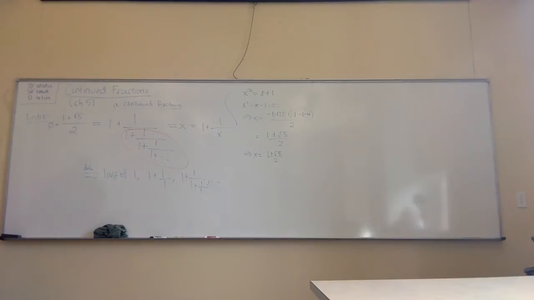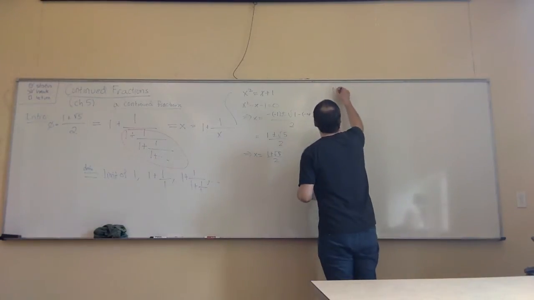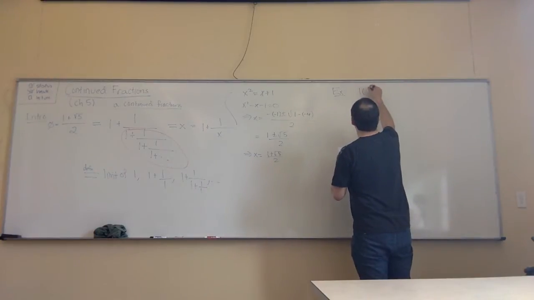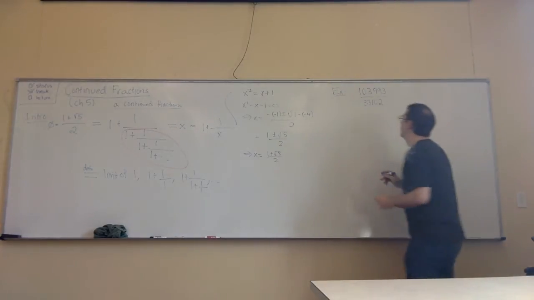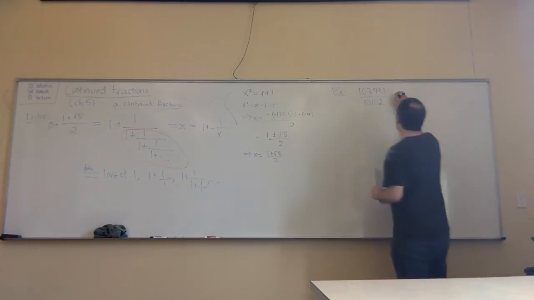Here's another example of something. Here's a fraction, 103,993 divided by 33,102. If you write this quotient out, this rational number, in decimal, here's what it looks like.